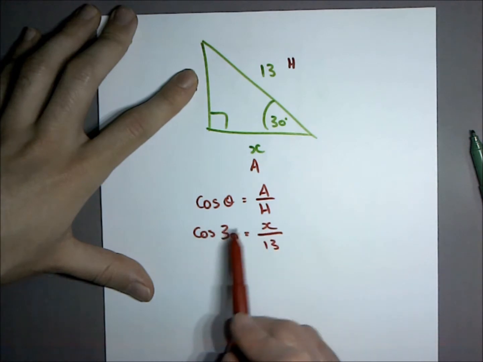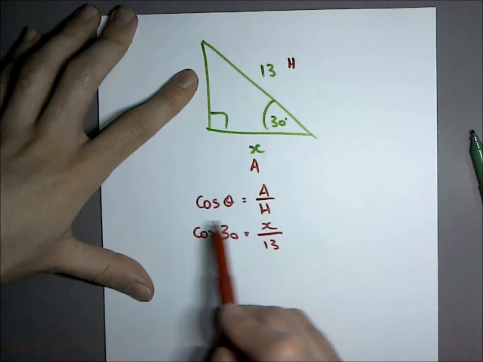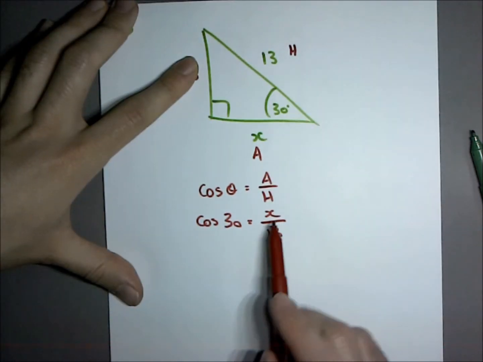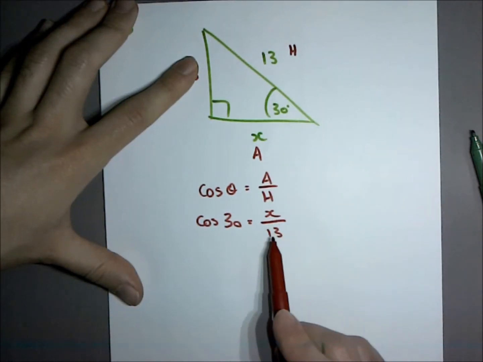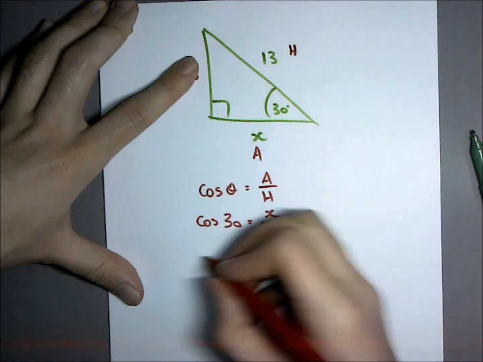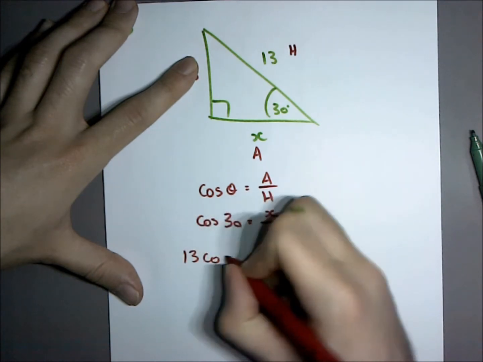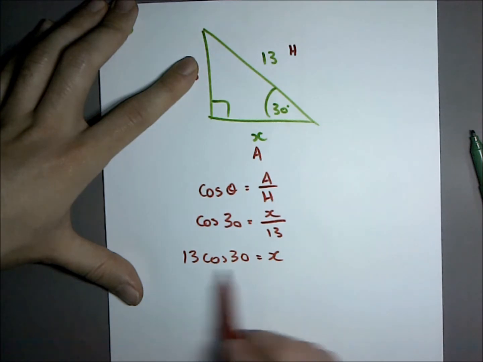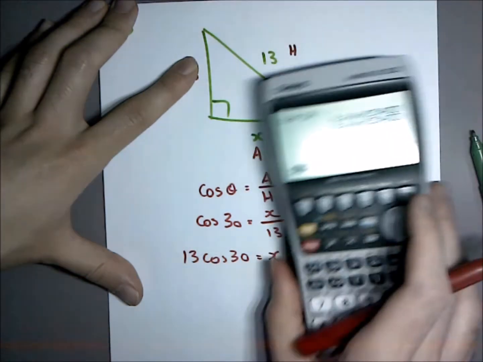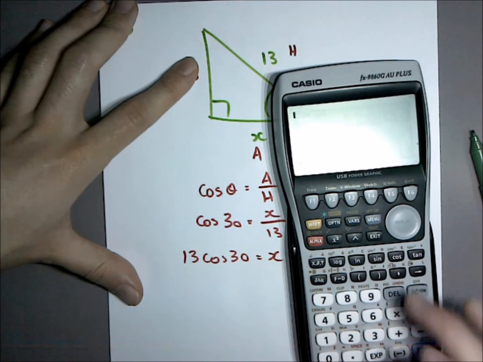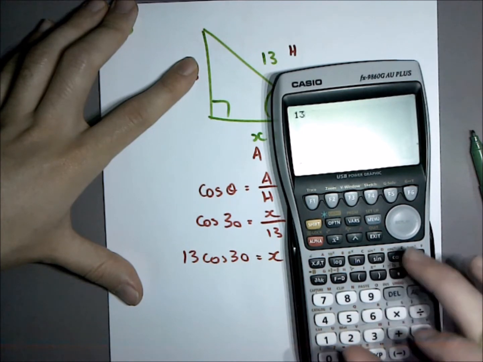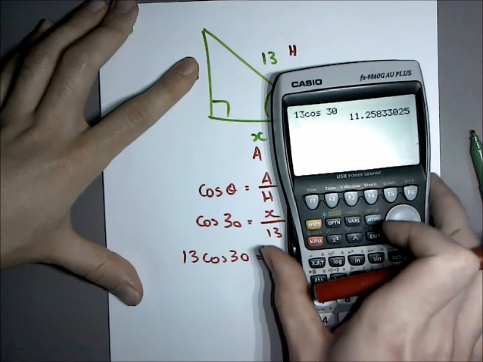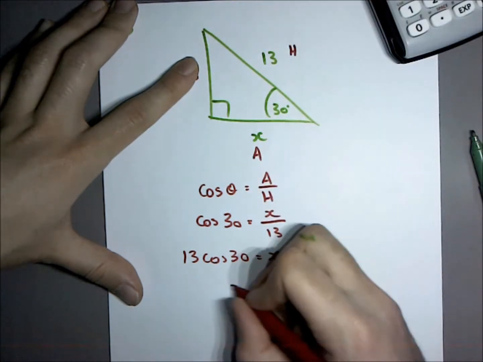So just to keep the rounding down, we're not going to put this into the calculator until the very final step. So all I need to do now is rearrange to get this x by itself. So I'm going to multiply this side by 13. So I'm going to have 13 cos 30 equals x, and then I'm just going to type this into my calculator just as it is to get the final answer. So it's going to be 13 cos 30, which gives us an answer of 11.26 if I round it.